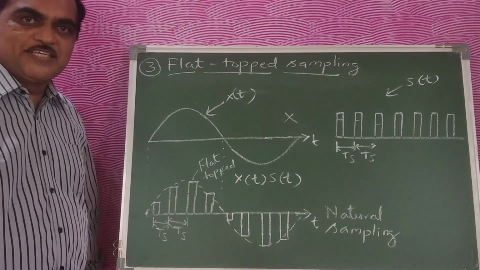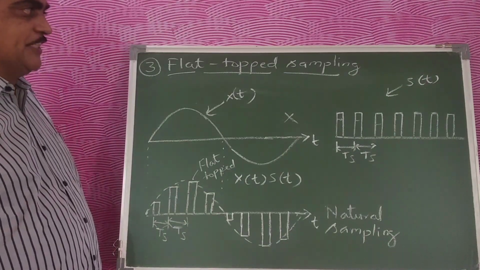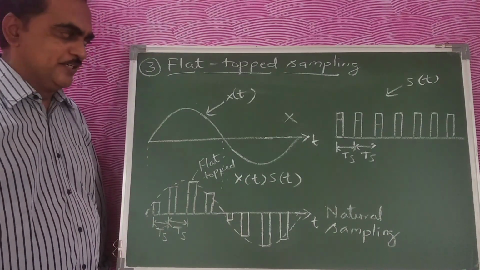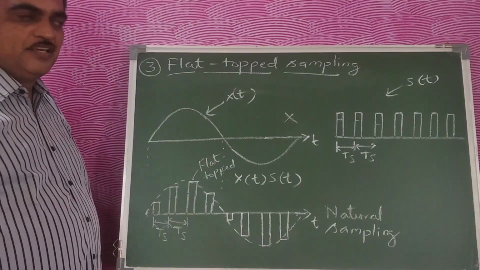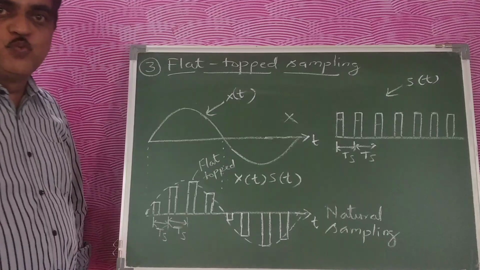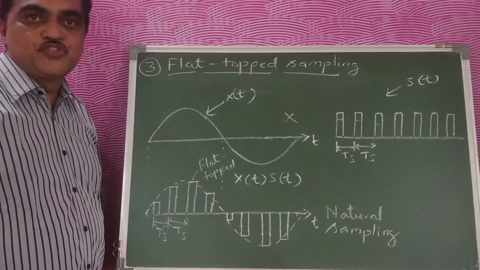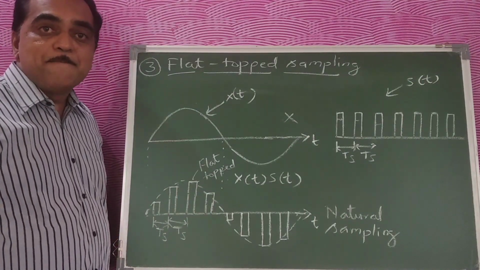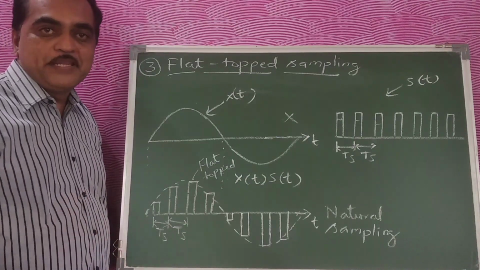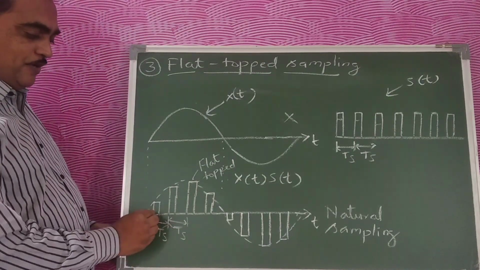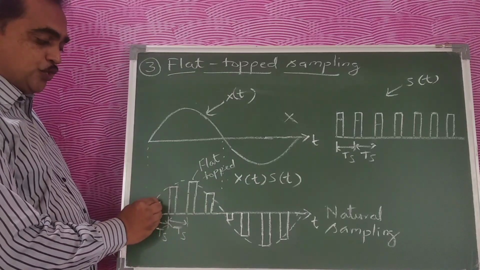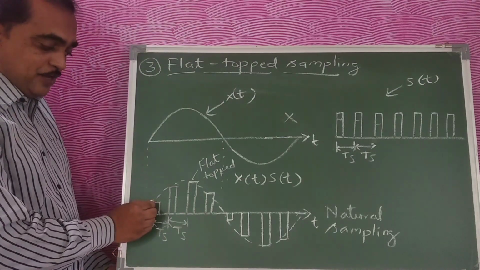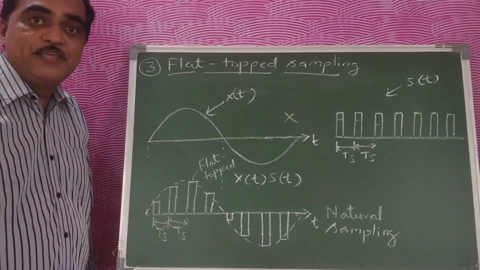Now here students, we'll see the third type of sampling, which is called flat top sampling. The procedure is the same as we saw in natural sampling. We'll have the analog signal x(t). We'll have a train of pulses whose width, amplitude and position will be constant, and we are going to multiply them, and here we are going to use a sample and hold circuit. With that sample and hold circuit, whenever the sample touches the first point of the instantaneous amplitude, it will remain constant till the end of that pulse.